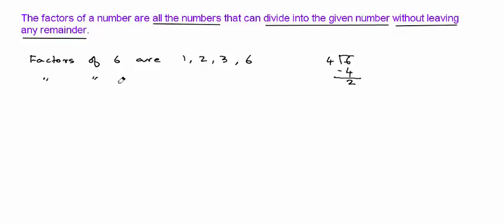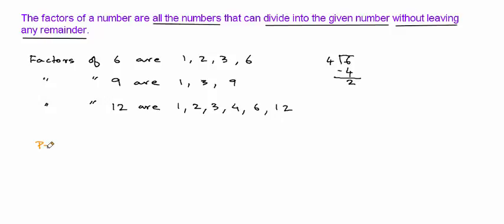The factors of 9 are 1, 3 and 9 because these are the only 3 numbers that can divide 9 without leaving a remainder. And the factors of, let's say, 12 are 1, 2, 3, 4, 6 and 12 because these are the only numbers that can divide 12 without leaving a remainder. 5 isn't a factor of 12 because 5 times nothing is 12. Or let me be more correct by saying there is no integer that multiplies with 5 to give you 12.